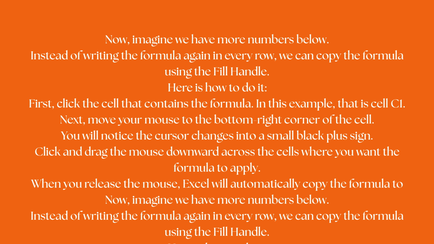Now, when Excel copies the formula, it also adjusts the cell references automatically. So if the original formula in cell C1 is A1 plus B1, when you drag it down to C2, Excel changes the formula to A2 plus B2. When it goes down to C3, it changes to A3 plus B3. Excel does this because it uses relative references, which means that the references adjust based on the row or column.